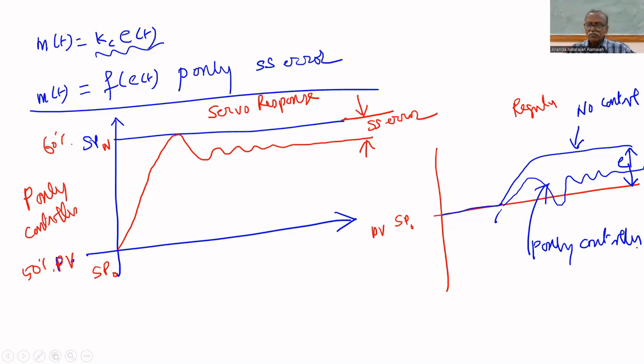How can we remove error? Before going to that, what is another name for regulatory response? Load response. Load response or regulatory response. Here it is called servo response, set point change. In both cases, steady state error is there. Compared with no controller, there is a decrease in error. That's all we can expect. How to remove error?